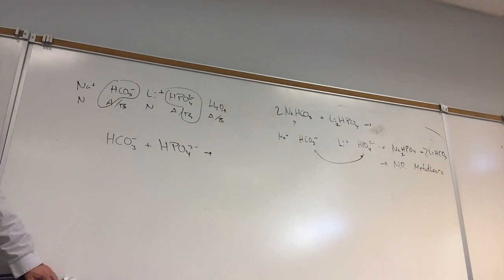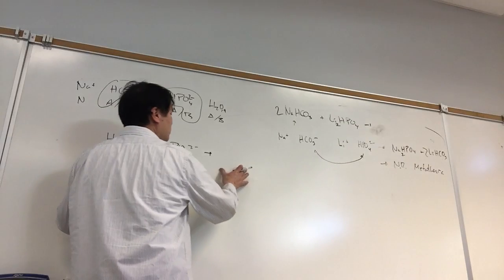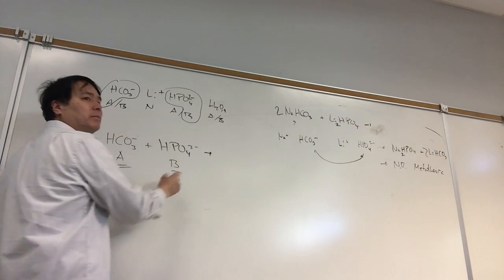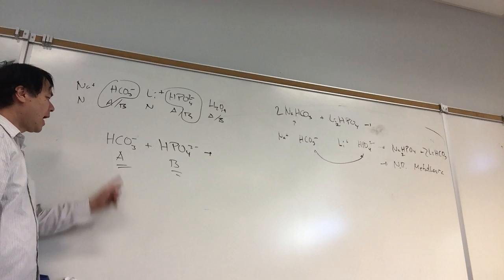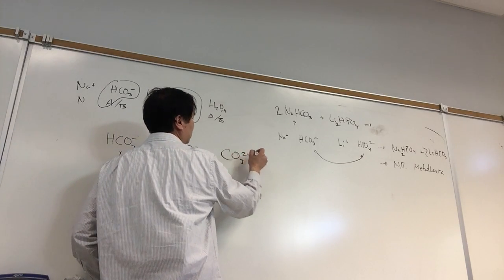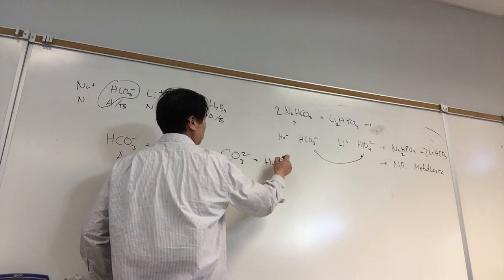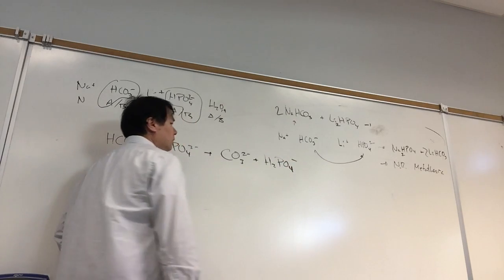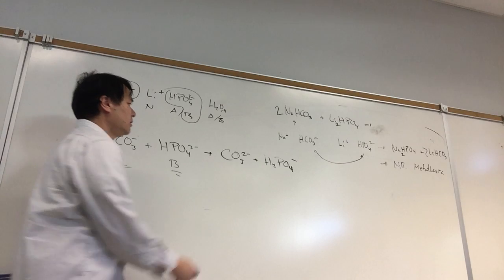What form? This is what confused a lot of people. Well, you have to know what the acid is and what the base is. So we already figured that out. Acid loses the hydrogen. So we have to form carbonate and dihydrogen phosphate.